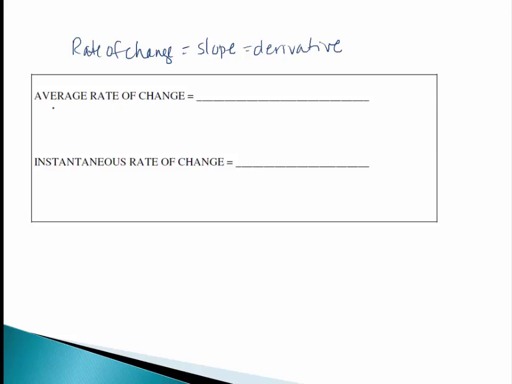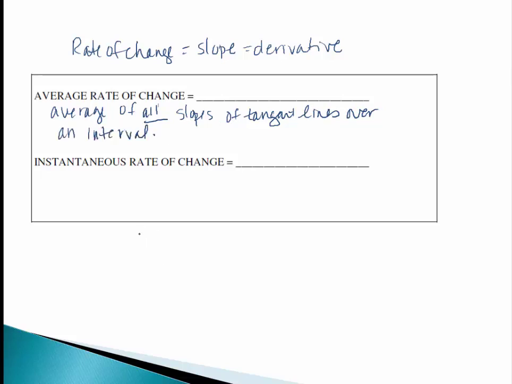But the average rate of change is asking for the average of all slopes of tangent lines over an interval. Whereas the instantaneous rate of change is asking for one derivative, slash slope, at a single spot. Okay, so let's take a look at this picture right here.